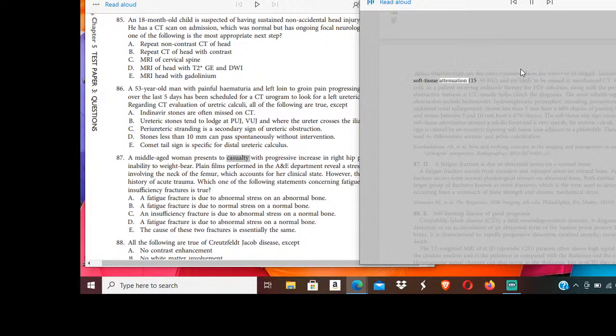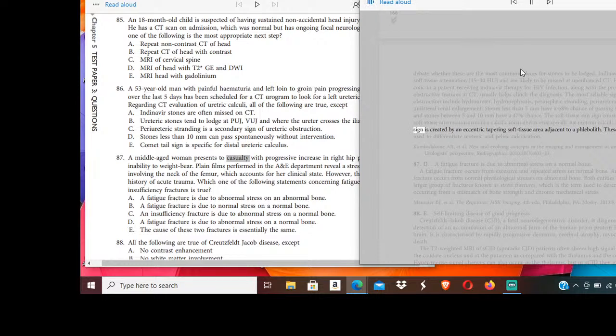Indinavir stones have soft tissue attenuation, 15-30 HU, and are likely to be missed at unenhanced CT. However, renal colic in a patient receiving indinavir therapy for HIV infection, along with the presence of obstructive features at CT, usually helps clinch the diagnosis. The most reliable signs of ureteric obstruction include hydroureter, hydronephrosis, paranephric stranding, periureteral edema, and unilateral renal enlargement. Stones less than 5 mm have a 68% chance of passing spontaneously, and stones between 5 and 10 mm have a 47% chance. The soft tissue rim sign consists of a halo of soft tissue attenuation around a calcific focus, and is very specific for ureteric calculi.